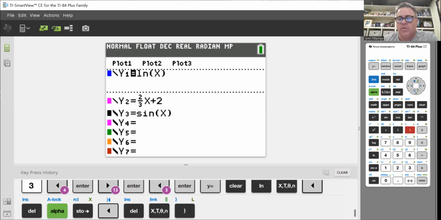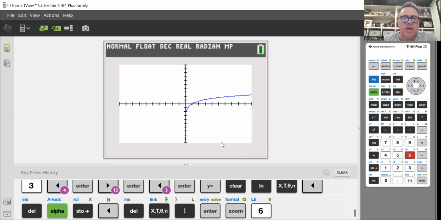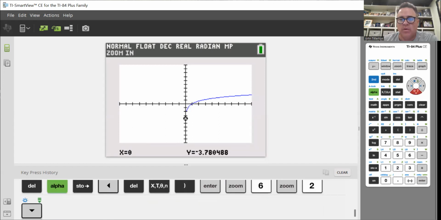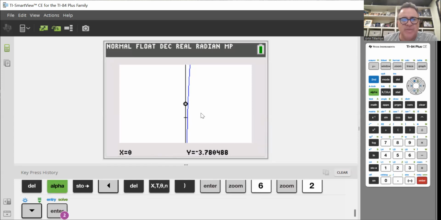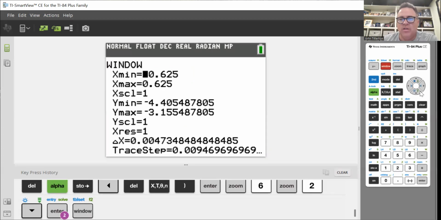X. So I'm going to graph natural log of X. Zoom 6. And it looks like it stops right down here, right about 0. It looks like it hits at 0, -2. Let's zoom in and see if that's accurate. Notice it's gone well down past -2. Let's zoom in again, enter. Oh, it's moving. Let's change the window. It's down about -3.7. Let's go down, leave the X.